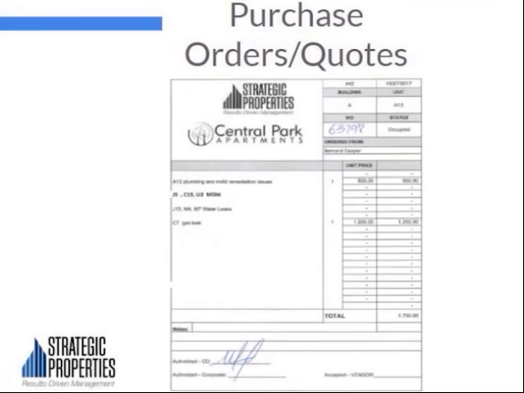Next, we have our purchase orders or quotes. These are used whenever we need approval from the owner to perform a repair. For example, if we need to replace a water heater, that's going to exceed the $500 threshold that we have for most of our owners. So before we can install the water heater, we need approval from the owner. That's why we send our quotes.